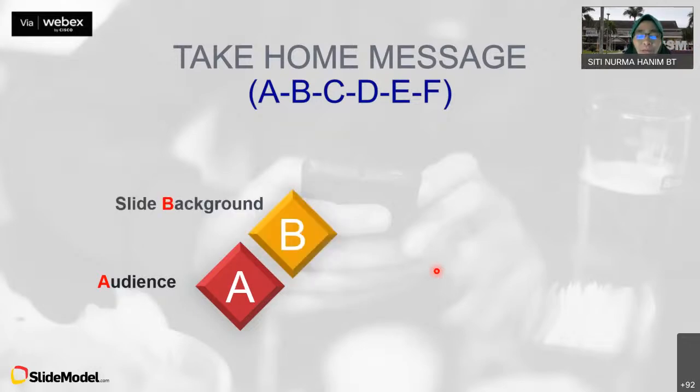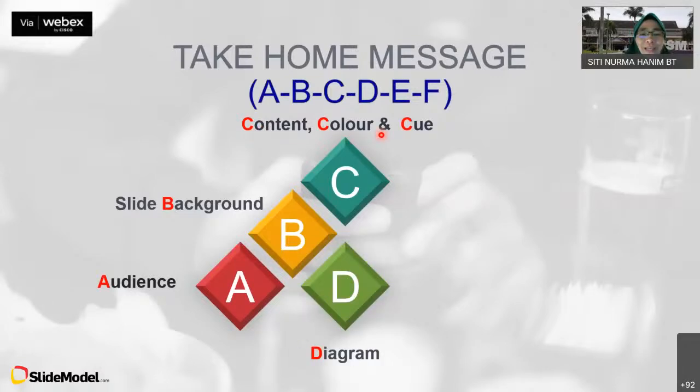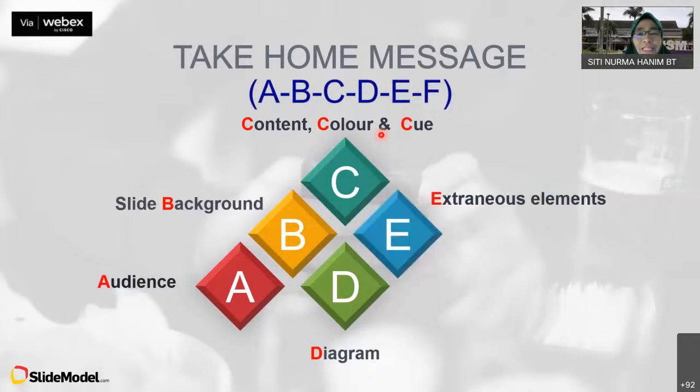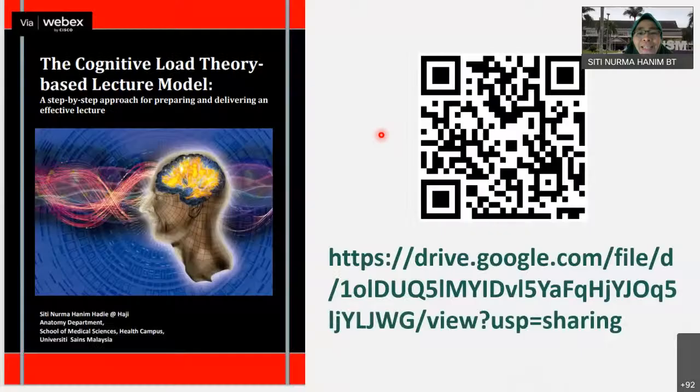And then when you want to prepare the slide, choose an appropriate slide background, and make sure you chunk your content, and then use appropriate color and appropriate visual cue, and then the diagram. Manage your diagram appropriately. Remember to avoid all the extraneous elements, and for the font, choose appropriate font size, appropriate font type, and also utilize text treatment, including animation, appropriately.